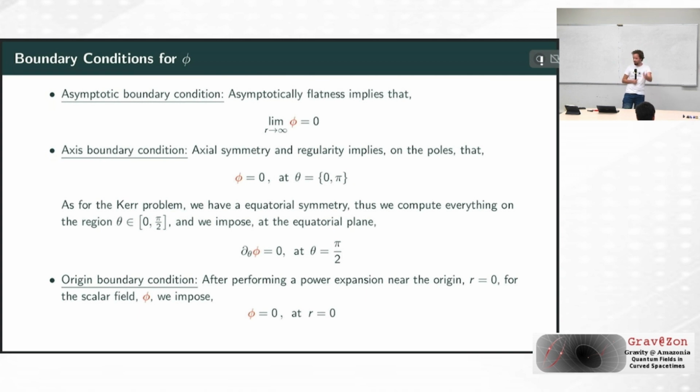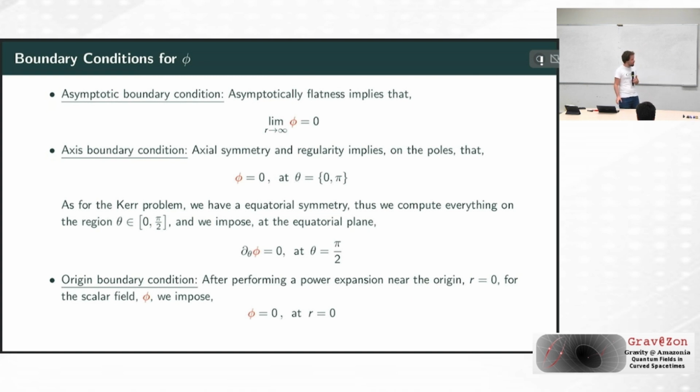Finally, we have the origin boundary condition. It won't be at the event horizon, obviously. There is no event horizon. So we have a boundary condition at the origin. If you do, again, the power expansion, as I showed before for the Kerr case, you can show that this phi must go to 0 at the origin.